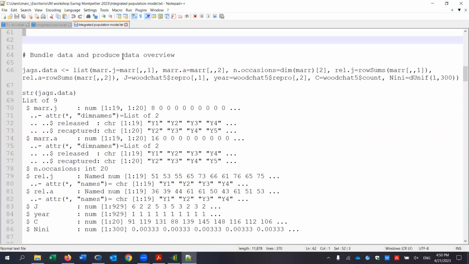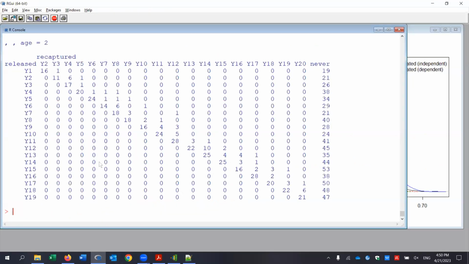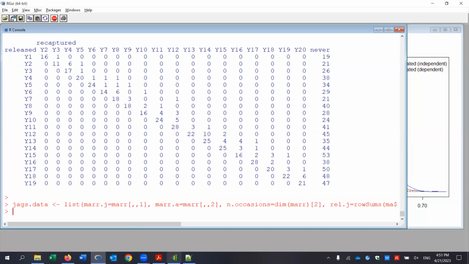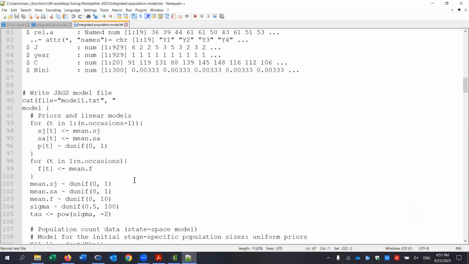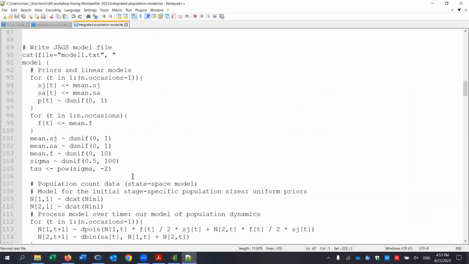What else do we need? I think that's it. Then we look at the model. Now the code for these integrated population models can easily become quite long. That's a bit of a difficult part, to keep the overview.